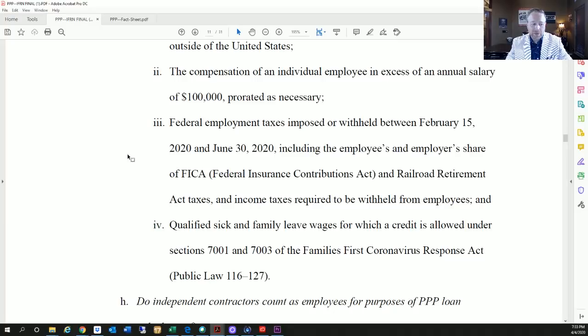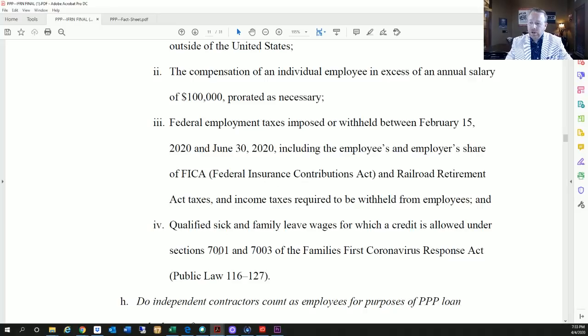What does that actually mean? We're talking about Social Security and Medicare. We're talking about the 7.65%. We're talking about then the federal income tax that's withheld. Okay, and really, if you're reading this, it says federal employment taxes imposed. This is this, and then income tax required to be withheld from employees. So that does not include the state taxes that are to be withheld.